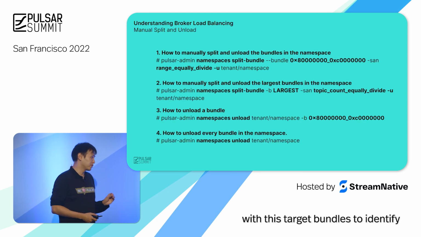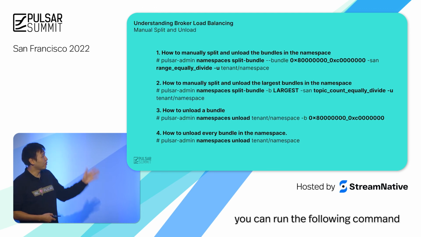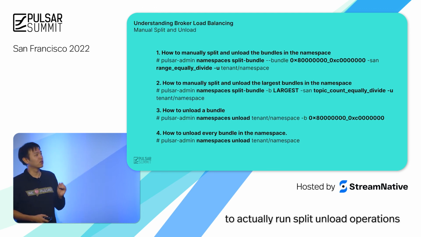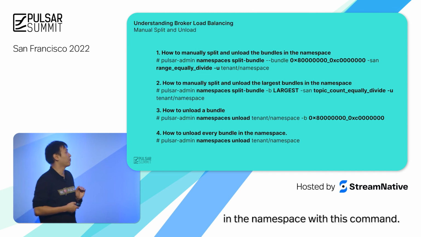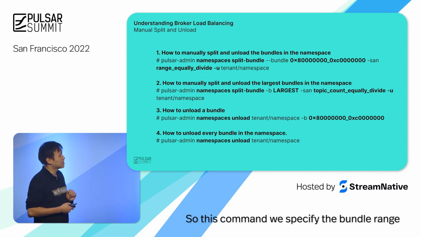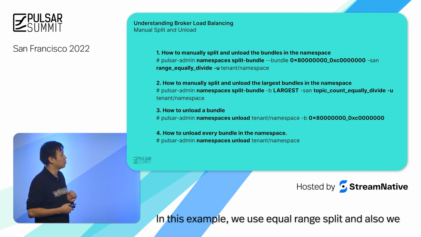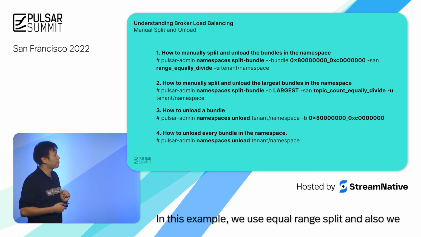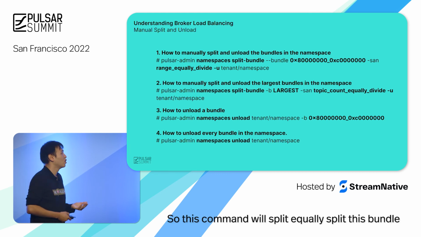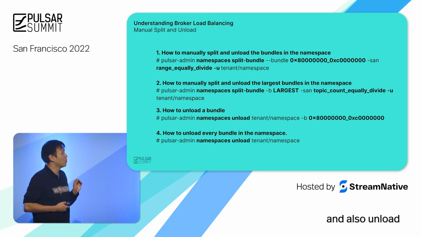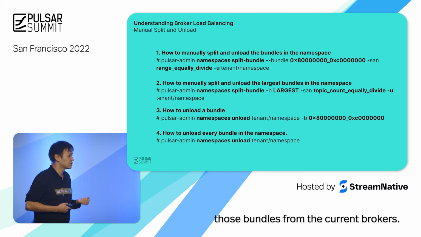With the target bundles identified, we can run the following commands to actually run split and unload operations. First, we can manually split and unload the bundles in the namespace with this command. In this command, we specify the bundle range, and also we specify the bundle split strategy. In this example, we use equal range split. And also, we pass the unload option -u after split. So this command will equally split this bundle and also unload those bundles from the current owner brokers.